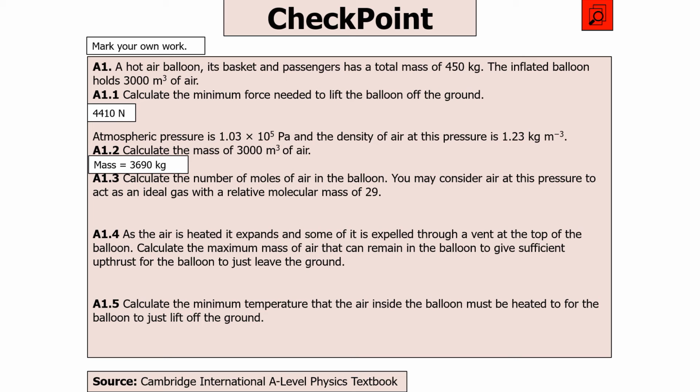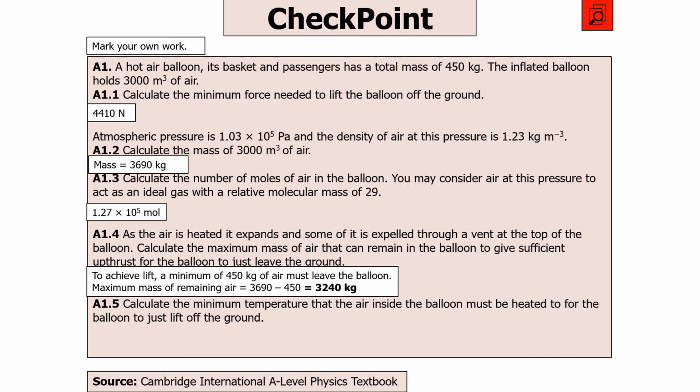We've got the density there. We've got the volume. We can work it out. So therefore, it's going to be 3,690 kilograms. Now, the number of moles is therefore going to be mass over the Mr. So you can work it through that way. That gives you the number of moles.